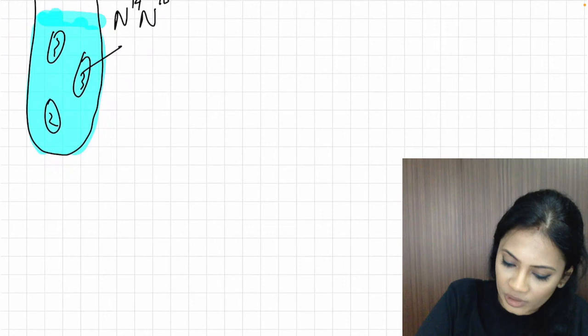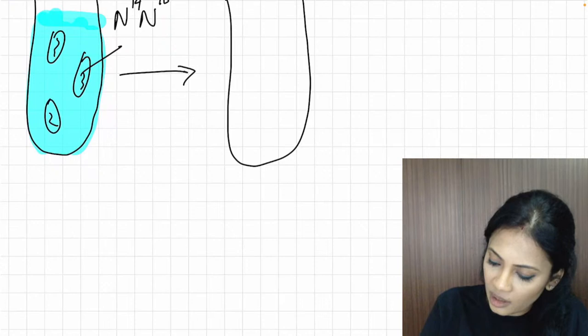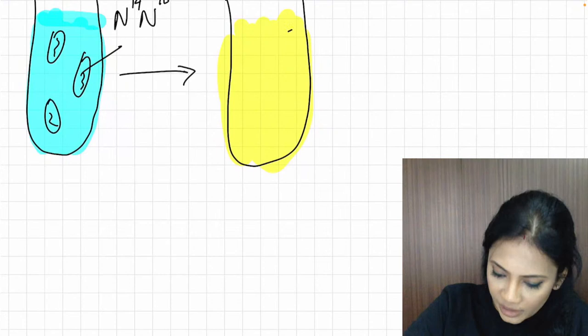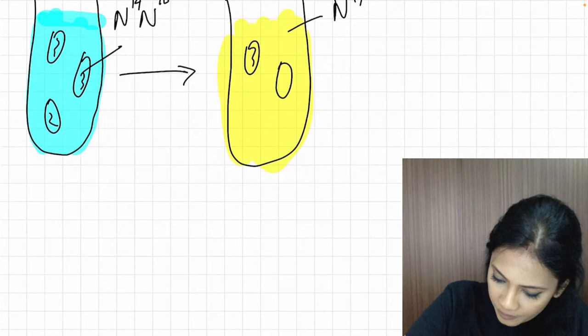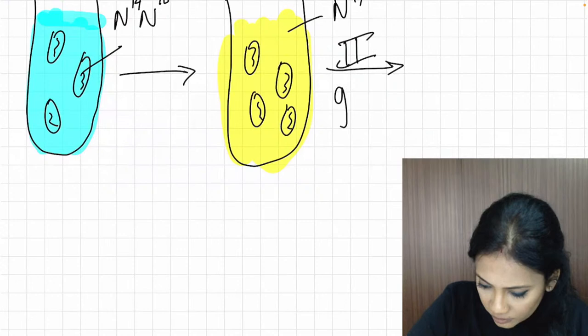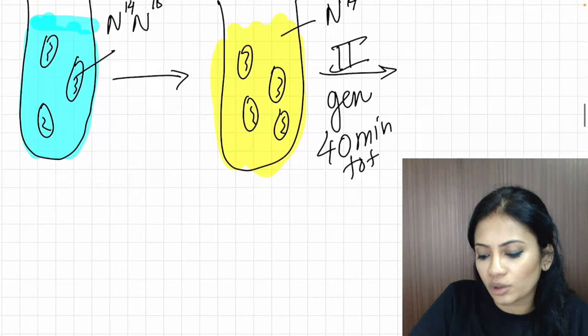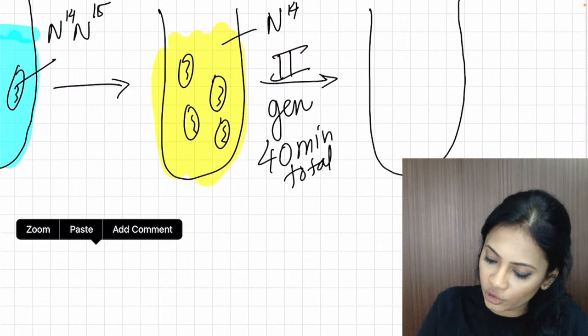Put it again in ammonium chloride. Which nitrogen? N14. Fine. Put the E. coli. What do you get in second generation, after 40 minutes total, when you centrifuge it?